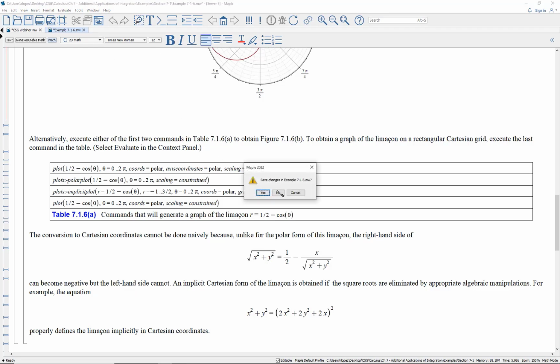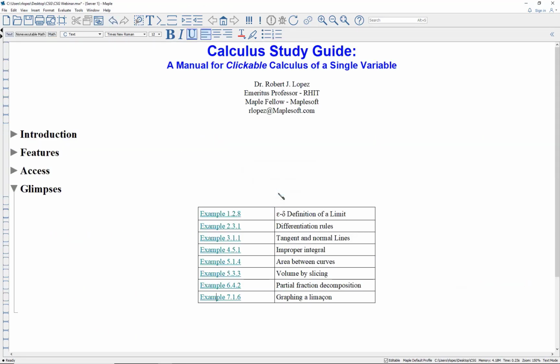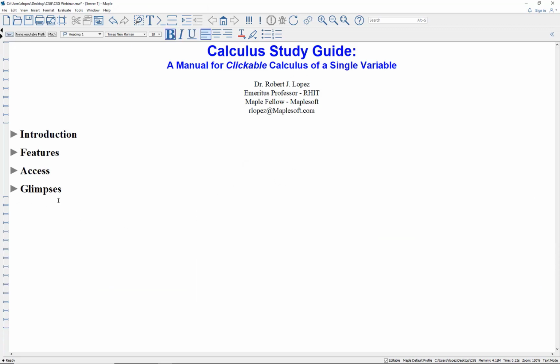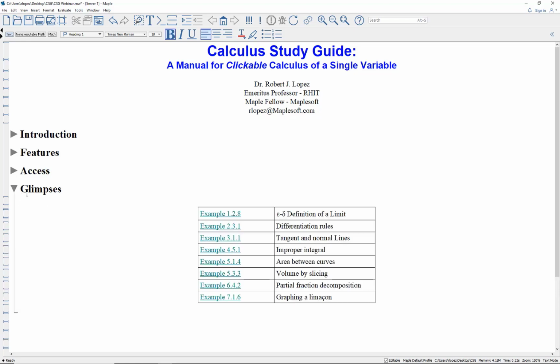There are some 460 examples. There's lots more to look at. I don't think we'll have any more time to look at that stuff. Get a copy of Maple. It's up to date. You have access to the study guide. Lots of explorations that you can do.